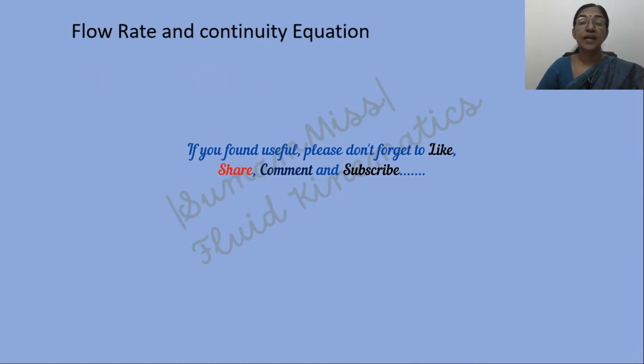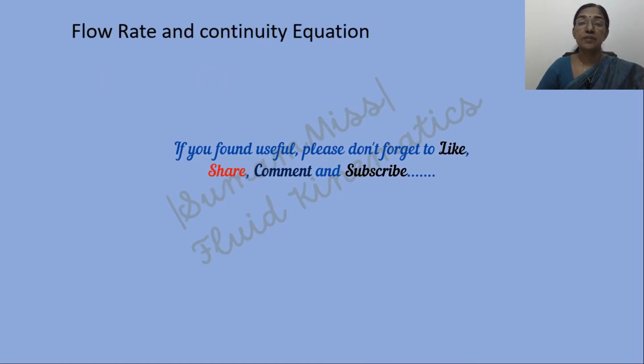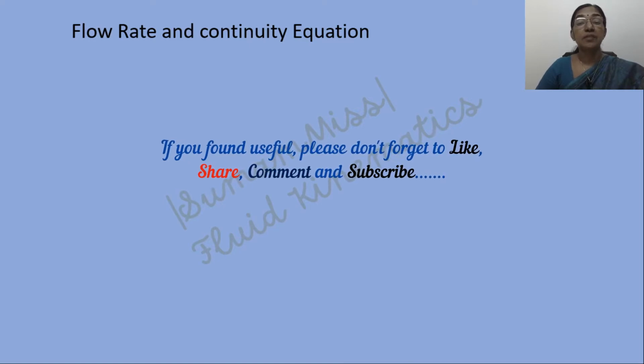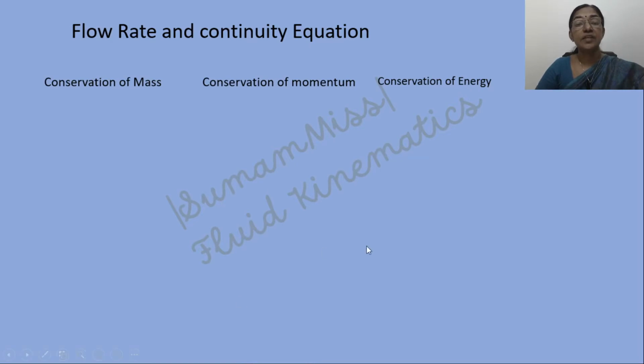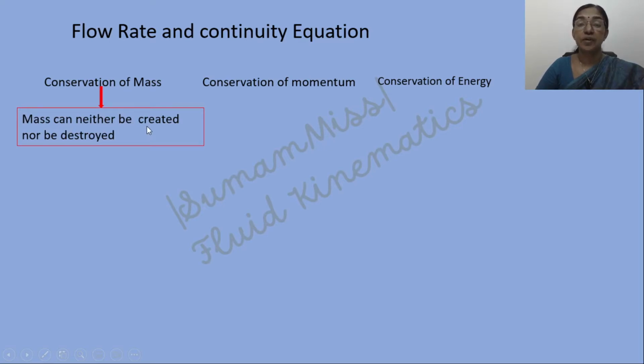The equations for the analysis of fluid flow problems are developed from the three basic principles of nature. They are the law of conservation of mass, law of conservation of momentum, and law of conservation of energy. The first equation to be developed is the continuity equation, which is the equation of flow rate. It is derived based on the conservation of mass, which states that mass can neither be created nor be destroyed.